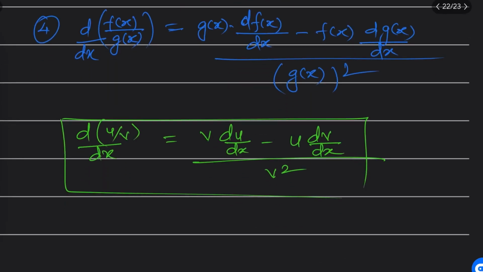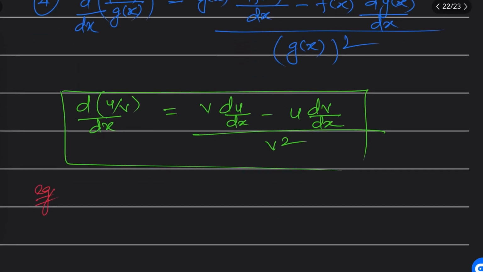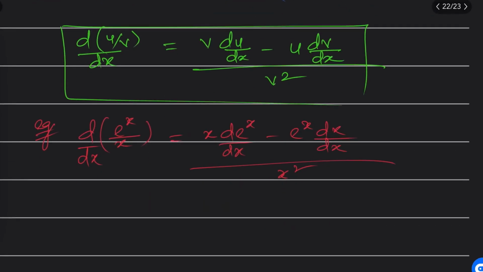Now the example, sir. Understand the example, sir. The same example I am taking: differentiation of, let's say, e to the power x by x, with respect to x you want. Sir, you can write like this: v as it is, differentiation of e to the power x with respect to x, minus e to the power x as it is, differentiation of x with respect to x, divided by x square, v square.